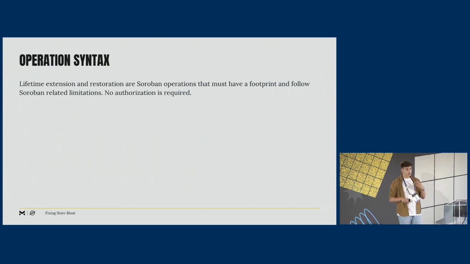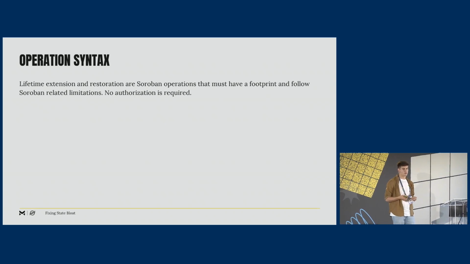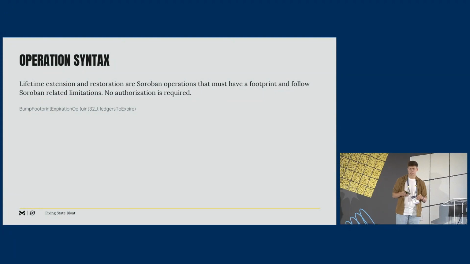So we have 2 operations, the lifetime extension operation and the restore operation. These are both Soroban operation types, which means they must have a footprint and follow all the other Soroban limits. Note that no authorization is required for either of these operations, which means that any account can issue a lifetime extension or restore any entry with no authorization checks. So first we have our lifetime extension entry, or our bump footprint expiration op.